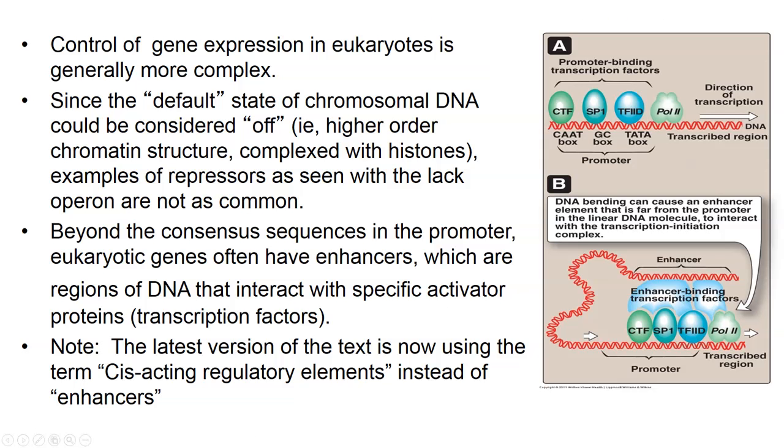Now, since the default state of chromosomal DNA could be considered off, remember, DNA exists bound with histone proteins, and you have all these higher level orders of structure. That's the default mode for a DNA molecule in a eukaryote. Basically, eukaryotic genes, unless you turn them on, are already off. Now, there are exceptions. There are things which can turn genes off, but they aren't as common as with bacteria. You don't see these repressors.